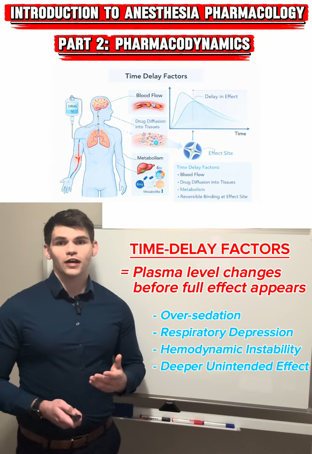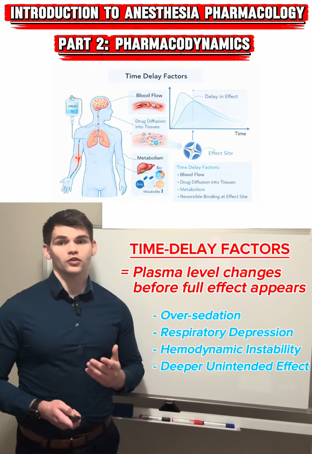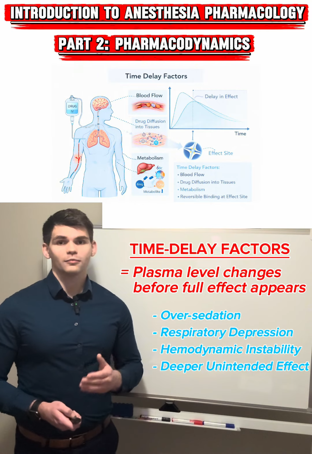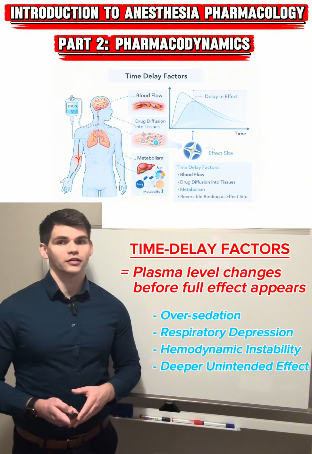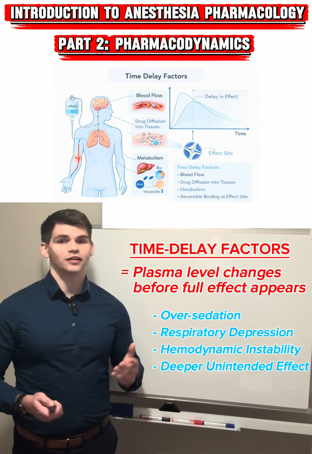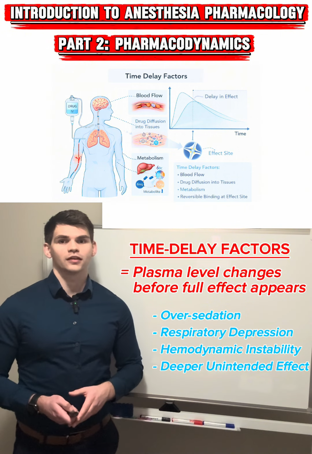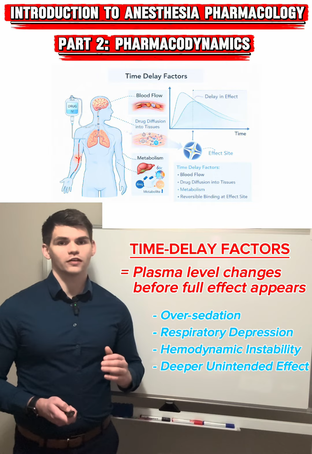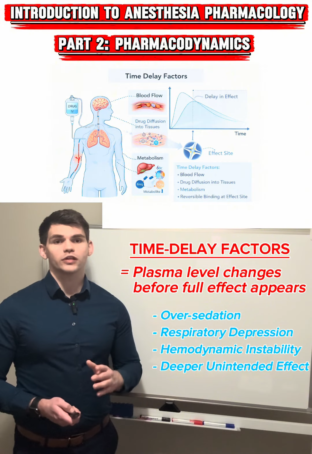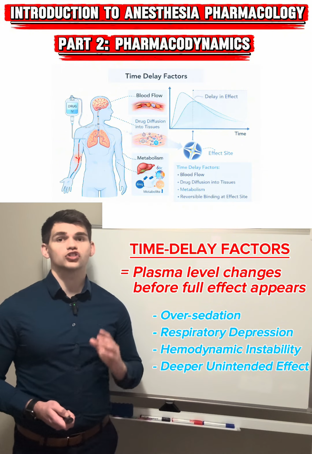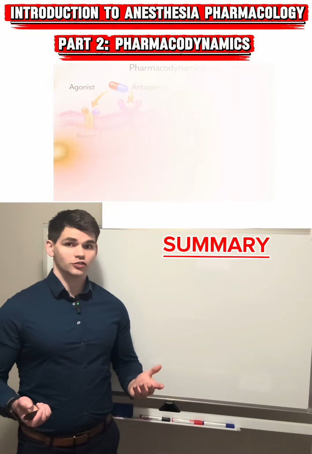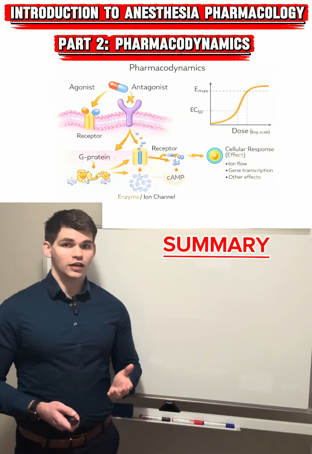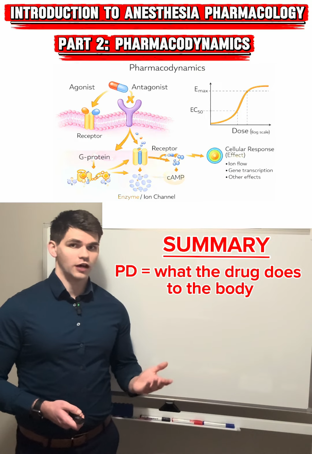So anesthesia providers are not just thinking about what dose they gave, they are thinking about where the drug is, whether it has reached the effect site yet, and whether the full effect has declared itself. This is a much more advanced way of thinking, and it is one of the reasons anesthesia requires so much precision. So, to bring this lecture together, pharmacodynamics is what the drug does to the body.